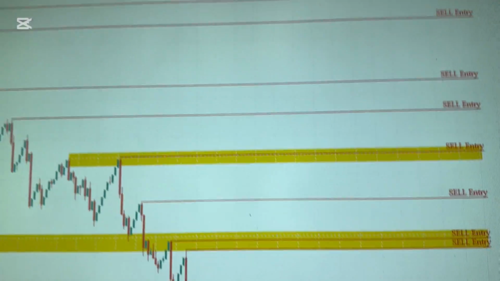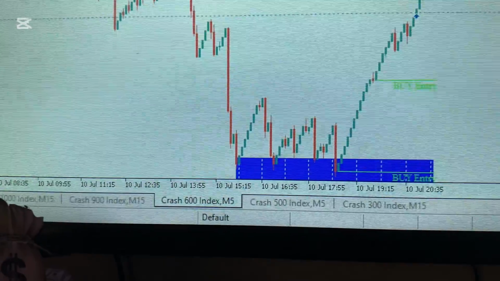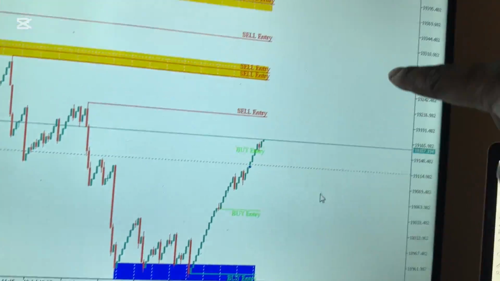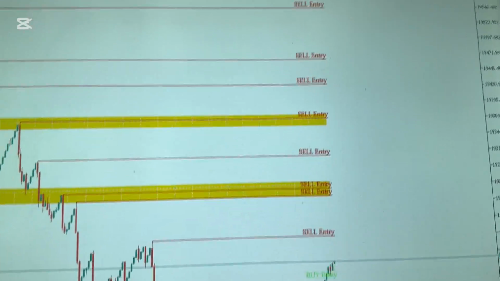Look at that. So all this analysis was done by the indicator. All these sells came from the indicator, and now it's giving buys, and we're going all the way up again. Wow.